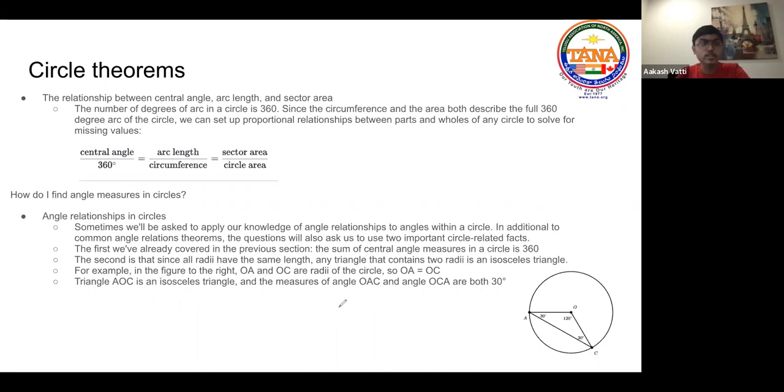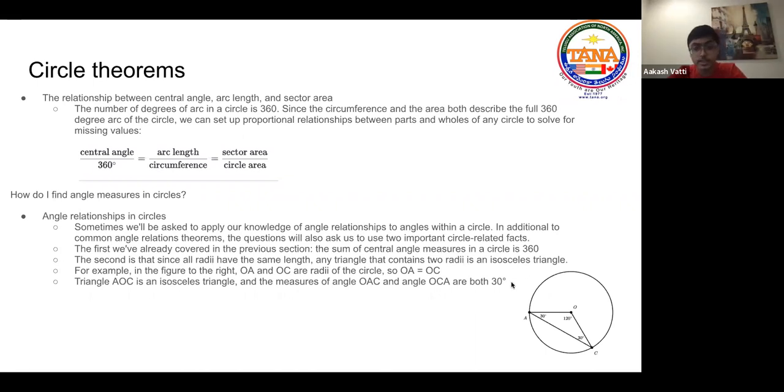How do you find angle measures in circles? Sometimes we'll be asked to apply our knowledge of angle relationships to angles within a circle. In addition to common angle relationship theorems, the questions will also ask us to use two important circle-related facts. The first we covered last week: the sum of central angles in a circle is 360 degrees. The second is that all radii have the same length. Any triangle which contains two radii is an isosceles triangle.